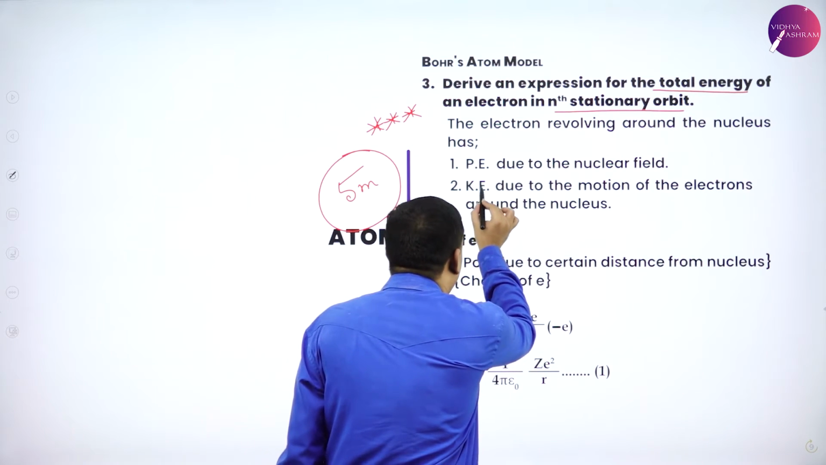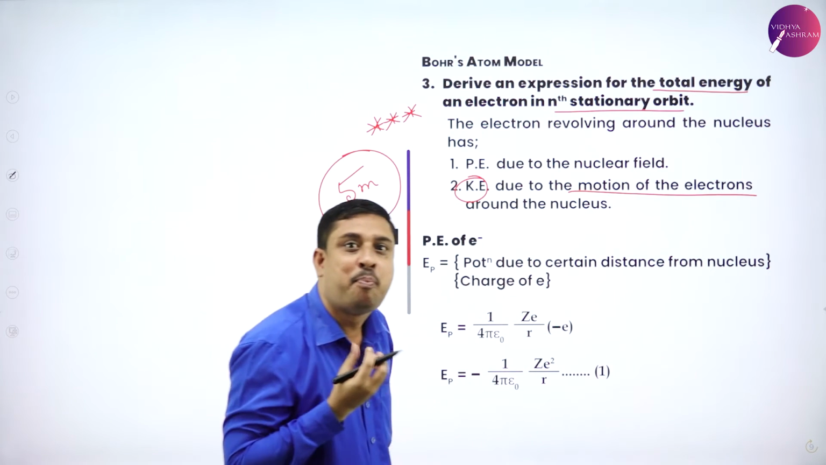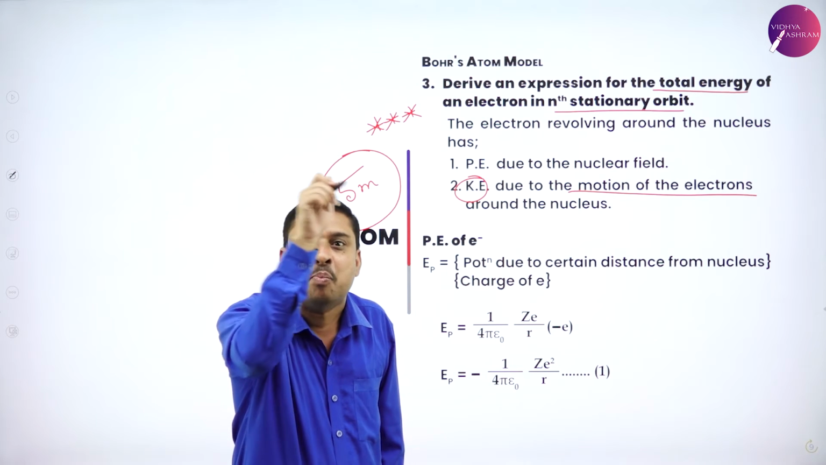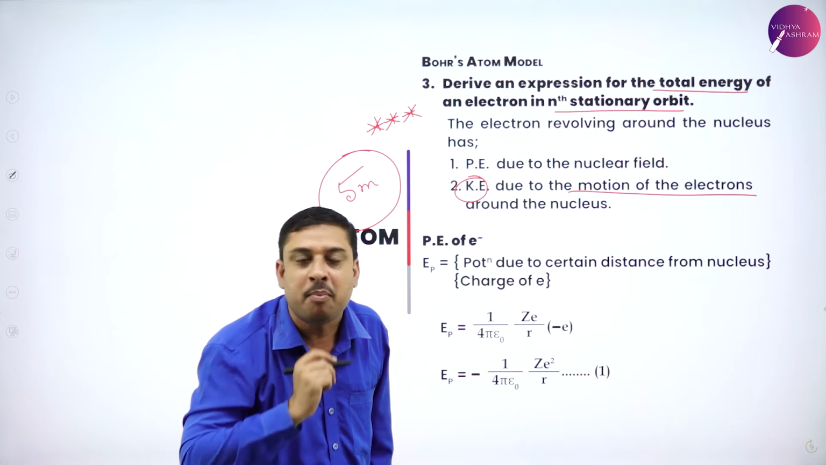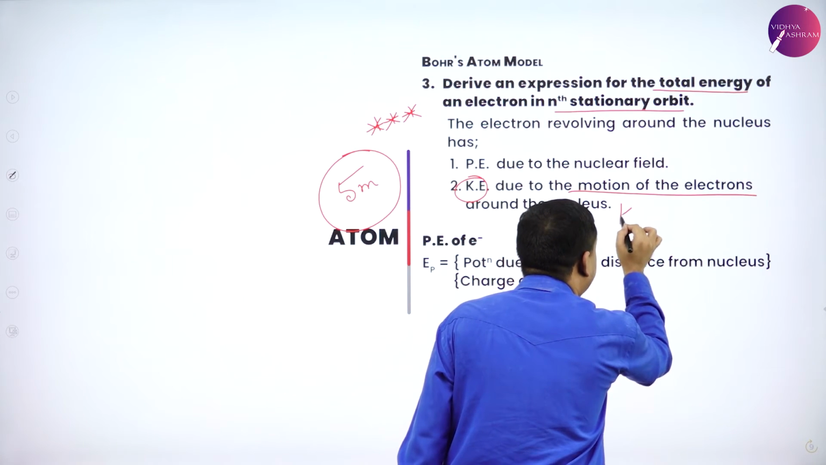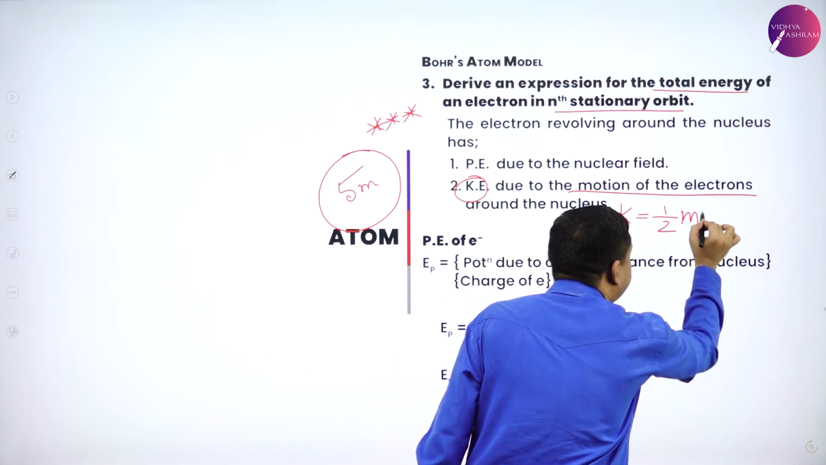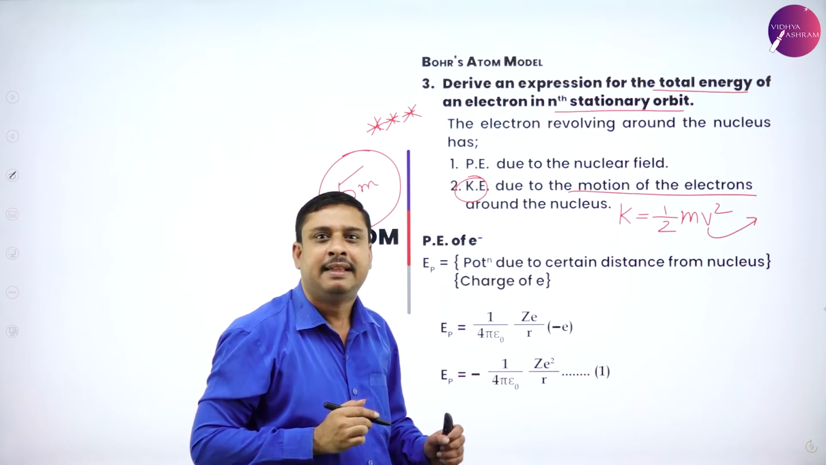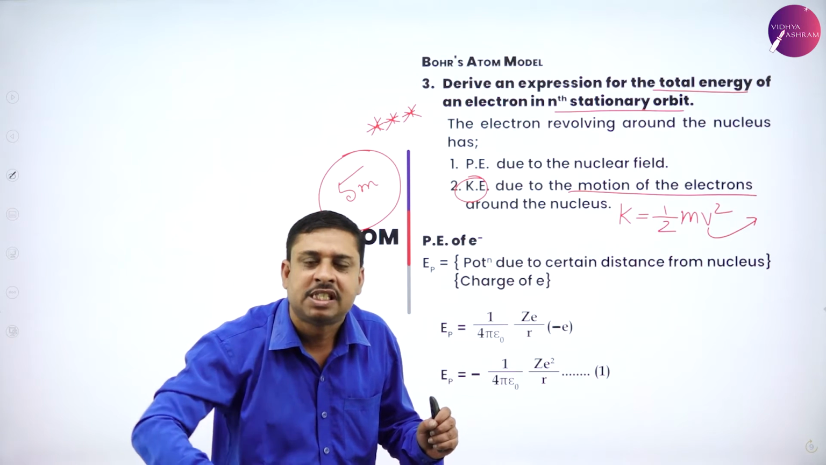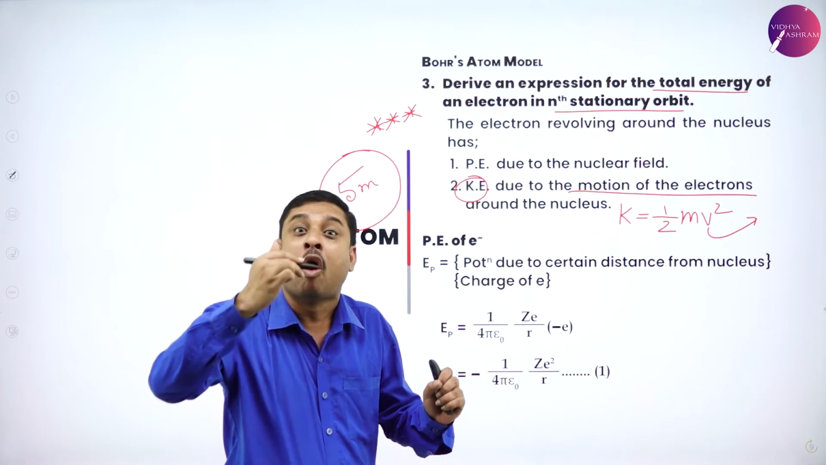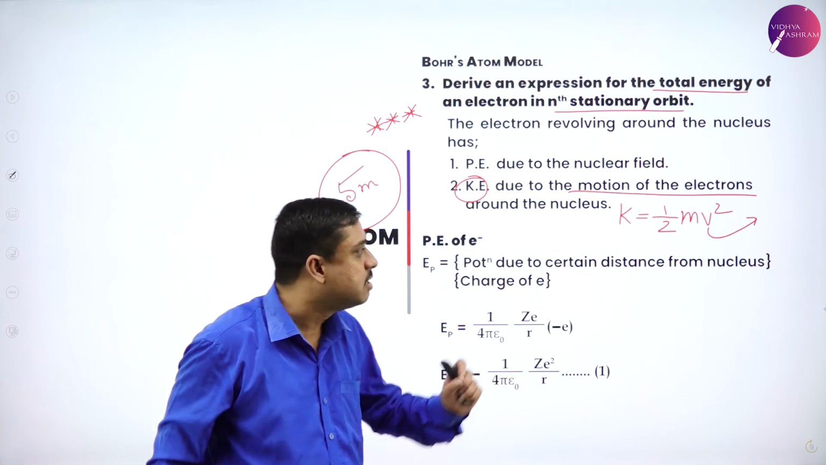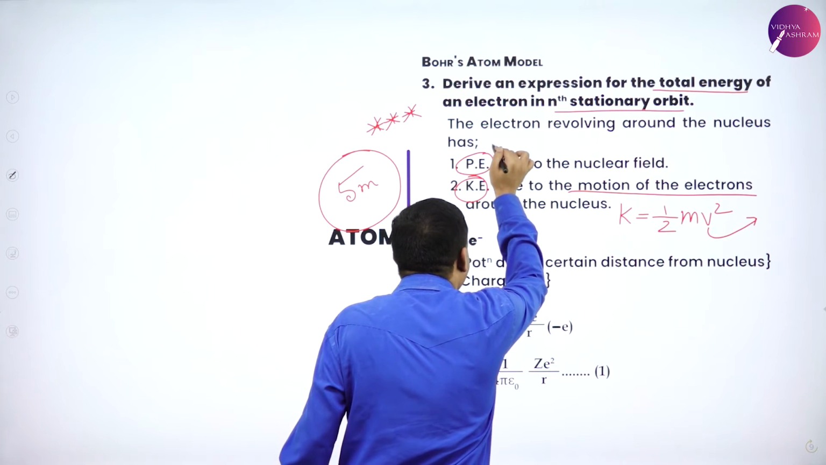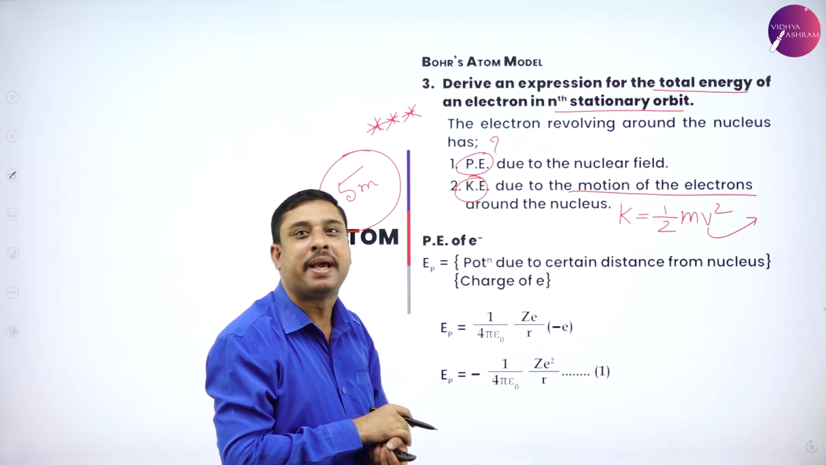Now, I know the electron will possess kinetic energy because it is continuously moving around the nucleus. Recall the expression for kinetic energy. Kinetic energy is half mv square, where v is the velocity of the electron. The electron continuously moves around the nucleus. It has orbital velocity and hence will possess kinetic energy. But my question is, where is the potential energy coming into the picture?